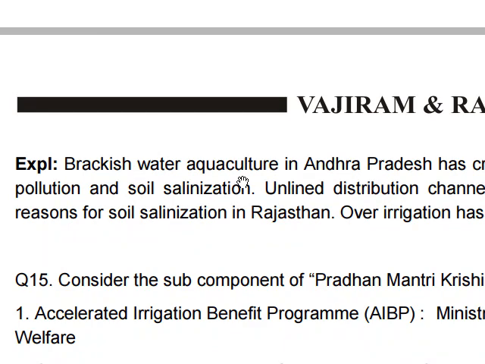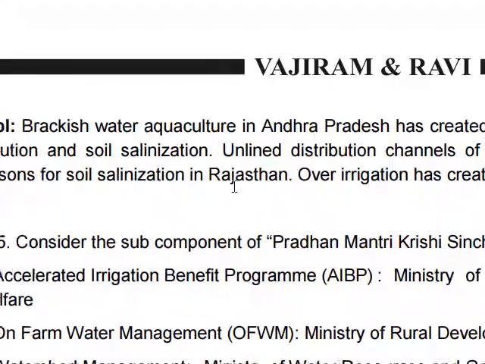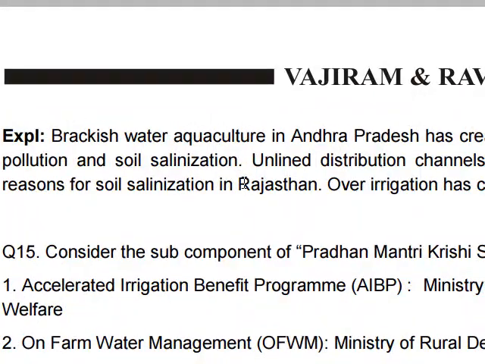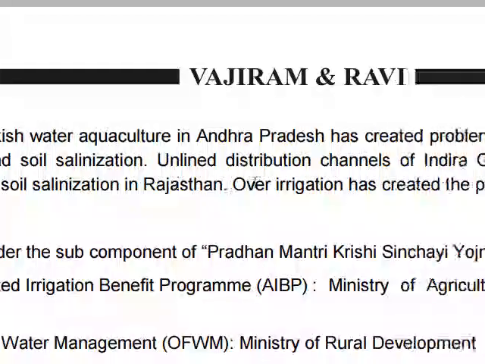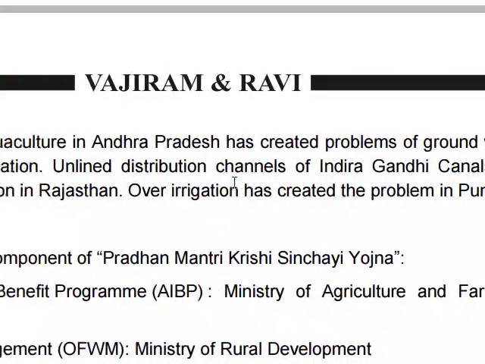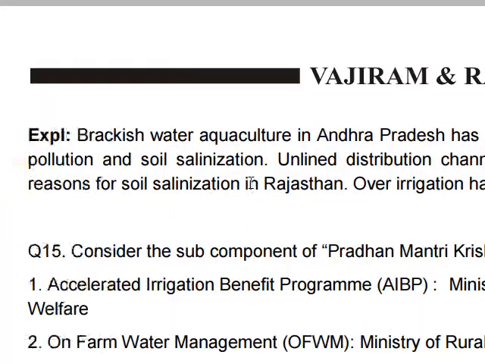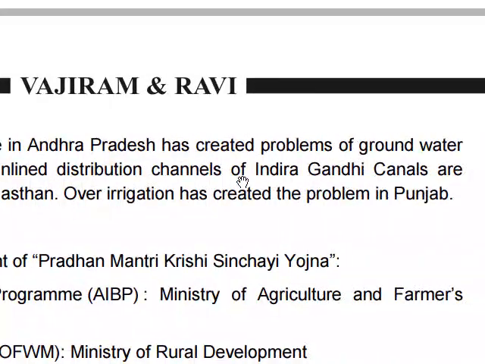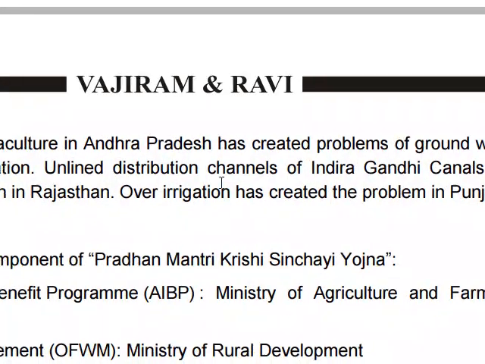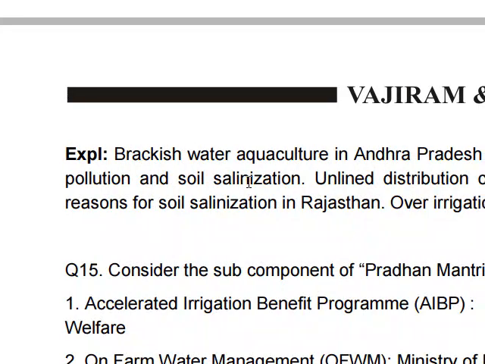So you can see unlined distribution canals of the Indira Gandhi canal are regions of soil salinization in Rajasthan. Over irrigation has created a problem in Punjab. Brackish water aquaculture in Andhra Pradesh has created problems of groundwater pollution and soil salinization.